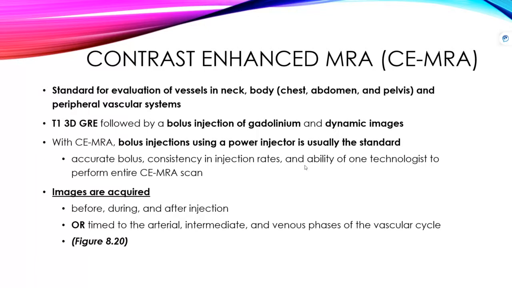So again, you can use hand injection, but bolus and power injector is usually better. So what you do is you take images before, images during, and images after the injection. That's that dynamic imaging. The before is like your scout. During and after is the dynamic images. You take images as the injection is going in, you take images throughout the injection moving through the vessels, and then you take images after all of the contrast has been pushed through the patient.